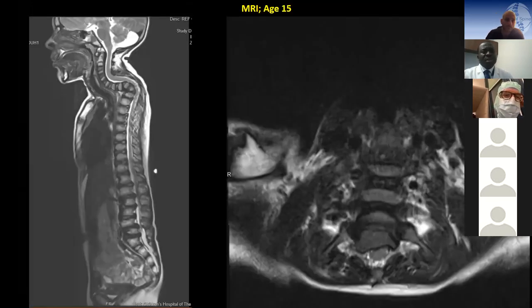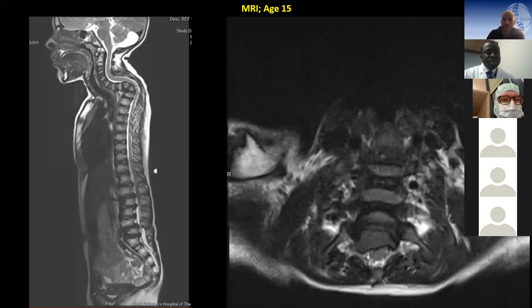So subsequently, an MRI was performed. The MRI was performed for different reasons, and I can go through that later on once we talk about the treatment options. But it's critical to obtain an MRI before you deploy some of your treatment strategies. Although she was neurologically intact, it is still important.